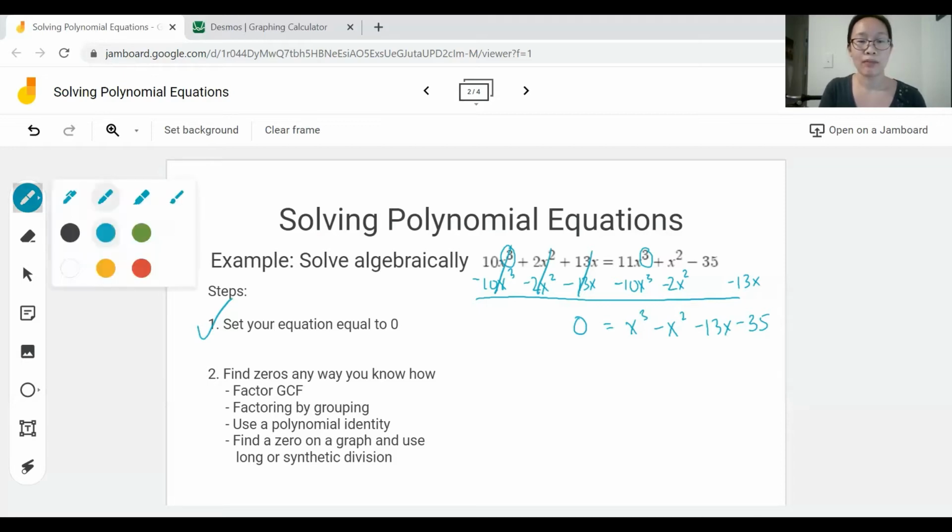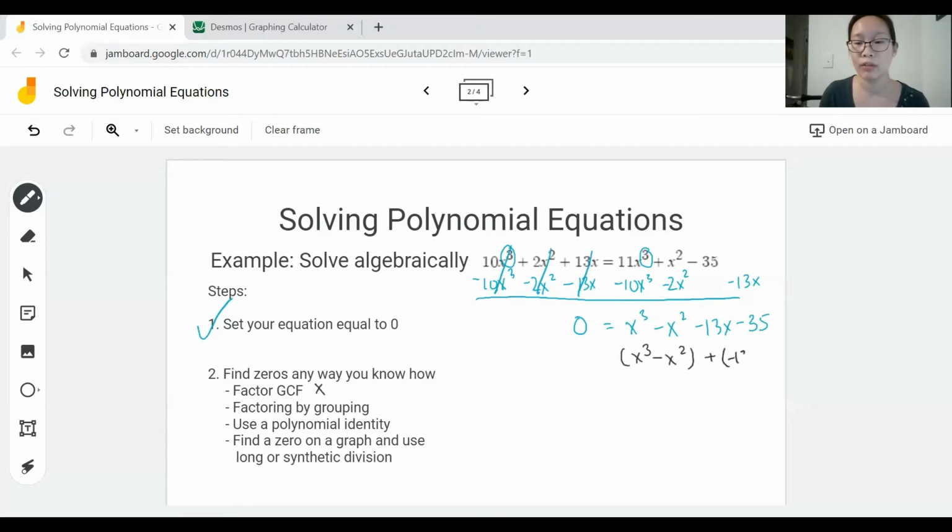Before, we've talked about factoring with GCF, but I don't see a GCF here, so I don't think that's going to work for us. I could try to factor by grouping, like if I had x cubed minus x squared as a group, and then negative 13x minus 35 as a group. I could factor out an x squared here, leaving me an x minus 1. And then I could factor out negative 1 here with a 13x plus 35. But these two are not common factors, so I can't really go anywhere from here. So I don't think that's going to be a really viable option.